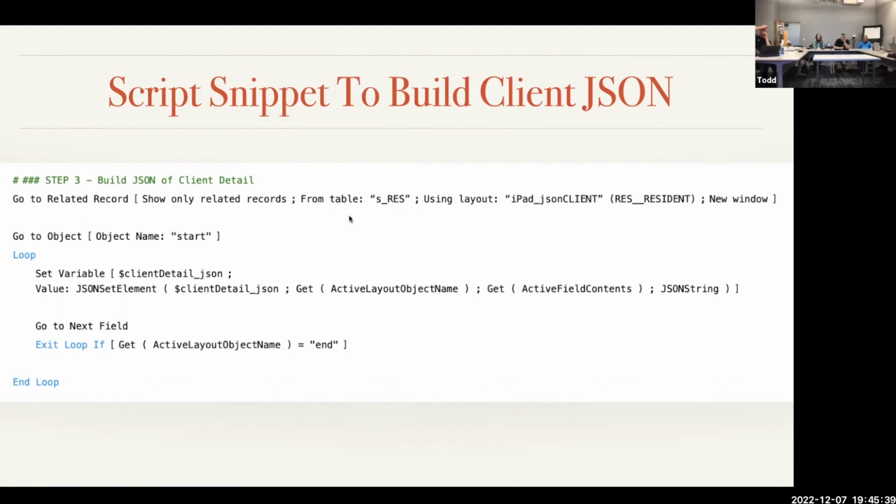So, like I said earlier, we went from that service call table to SRES, and we jumped over to this other resident main table. I have iPad JSON client, iPad JSON contract, iPad JSON CLI, so for all of these chunks of information. So we go to this new window, go to the field, and just start throwing the keys and values into this JSON. And then at the end of this script, that $client detail underscore JSON gets dropped into that JSON underscore client field.